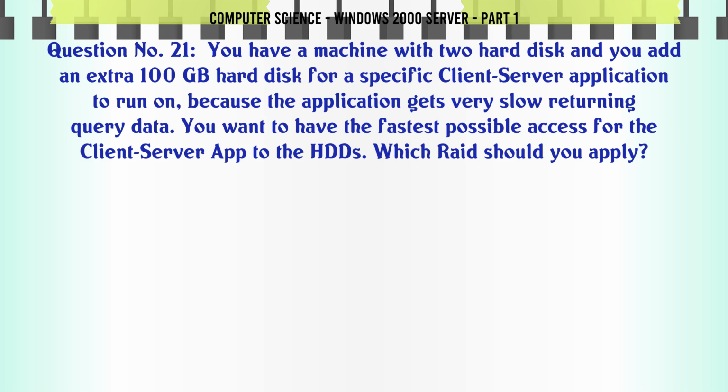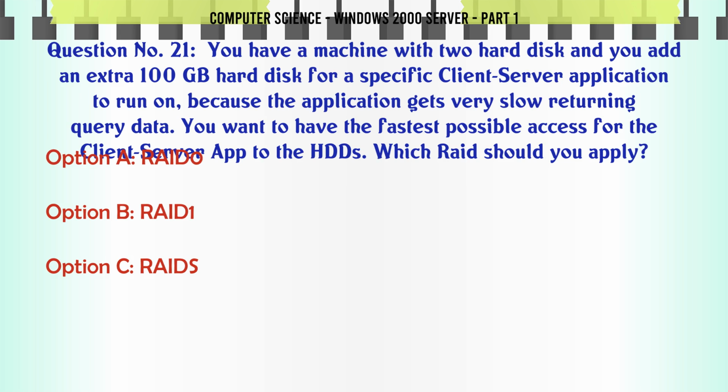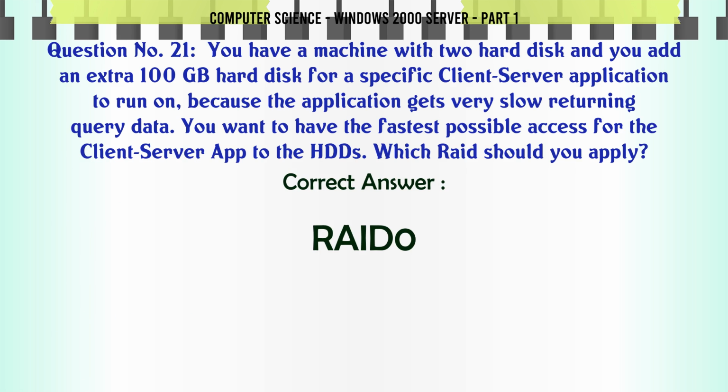You have a machine with 2 hard disks and you add an extra 100 GB hard disk for a specific client-server application to run on, because the application gets very slow returning query data. You want to have the fastest possible access for the client-server app to the HDDs. Which RAID should you apply? A. RAID 0. B. RAID 1. C. RAID 5. D. RAID 2. The correct answer is RAID 0.